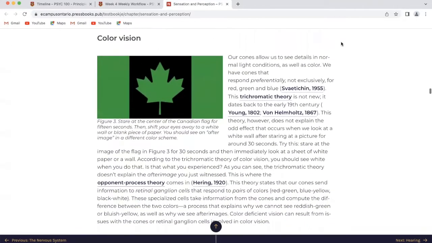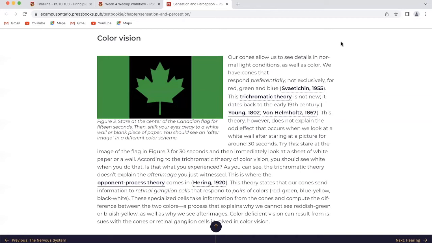Color vision. Our cones allow us to see details in normal light conditions as well as color. We have cones that respond preferentially, not exclusively, for red, green, and blue. This trichromatic theory is not new. It dates back to the early 19th century.